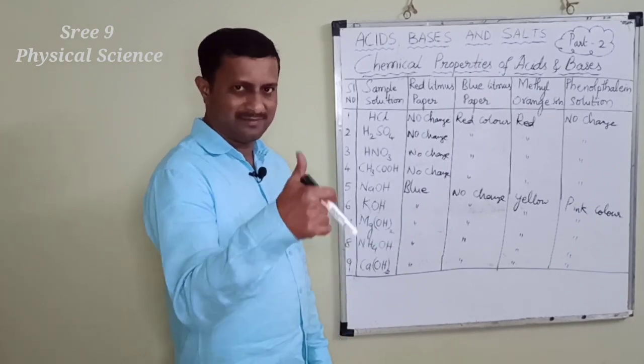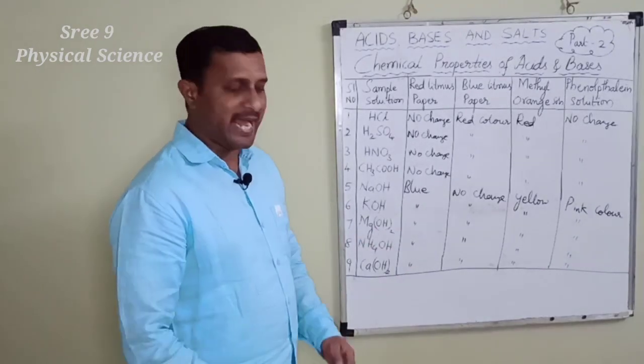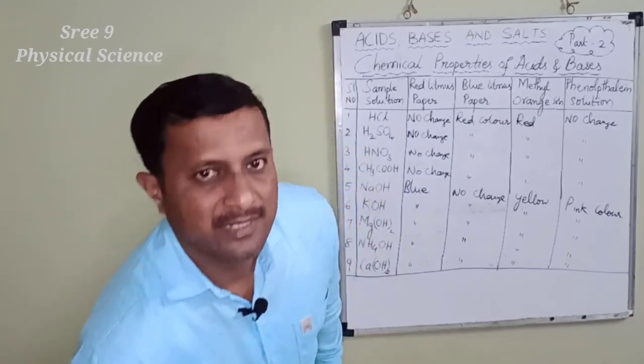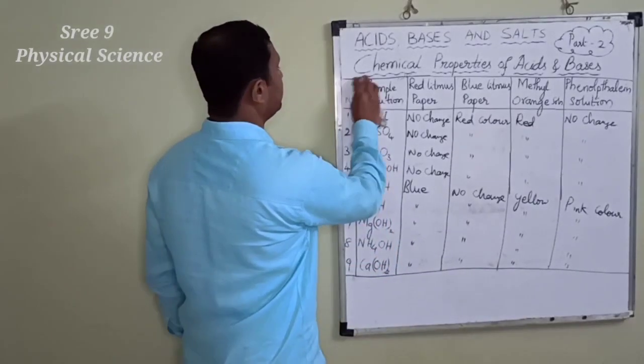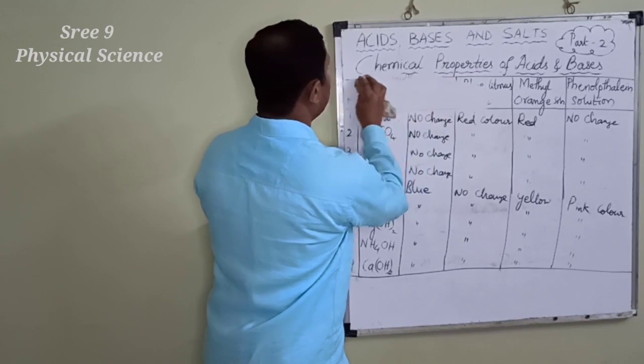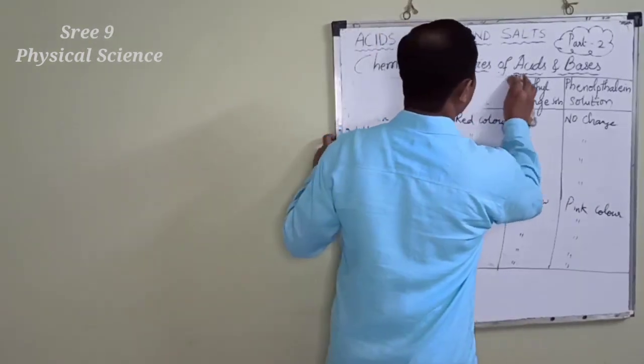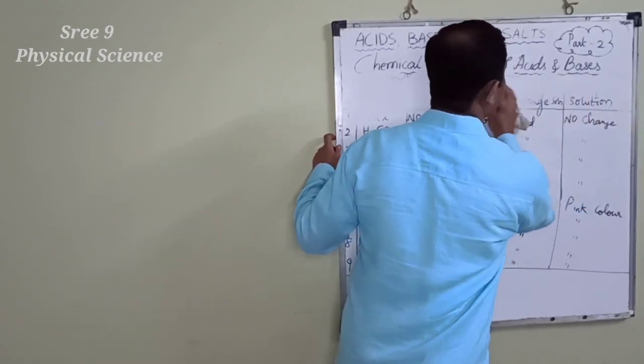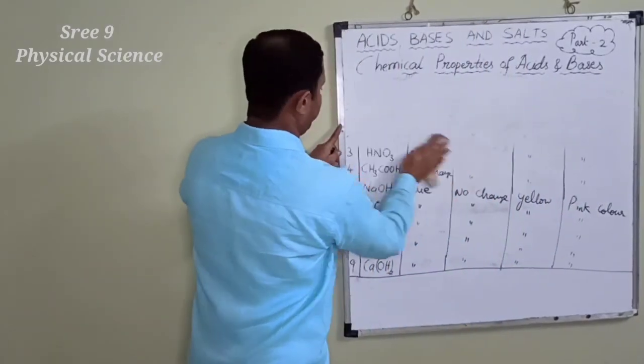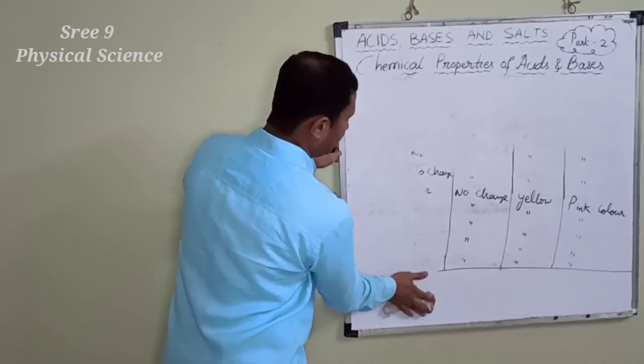Do you understand? Right. Now we will go for the next activity. Here we have checked with 4 indicators, no? Now we have another type of indicators. Do you know what that is?